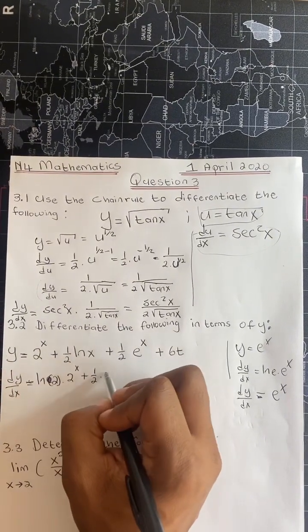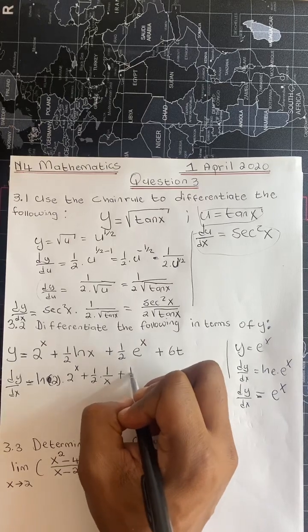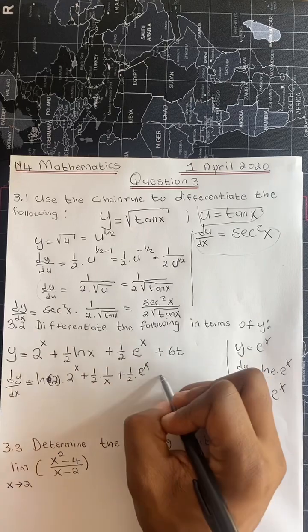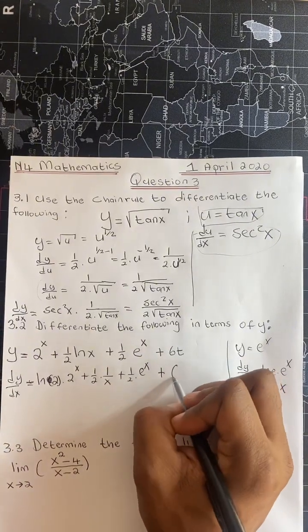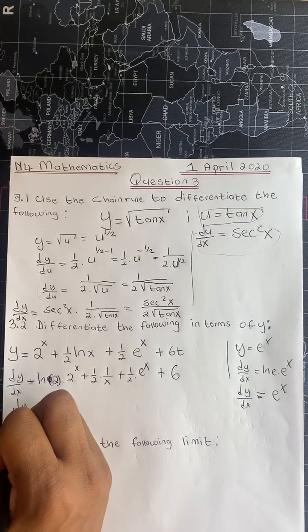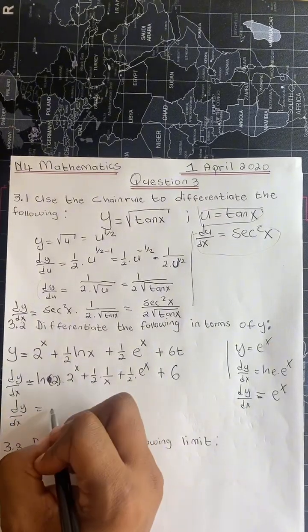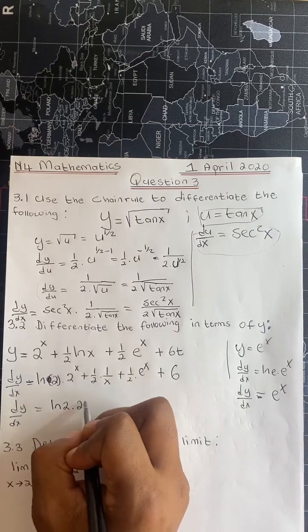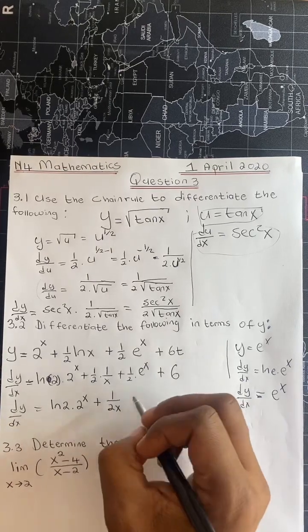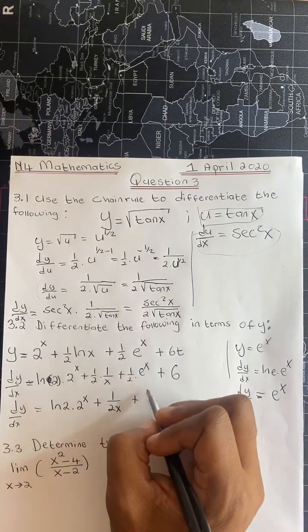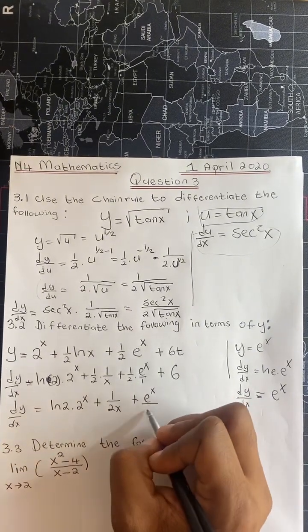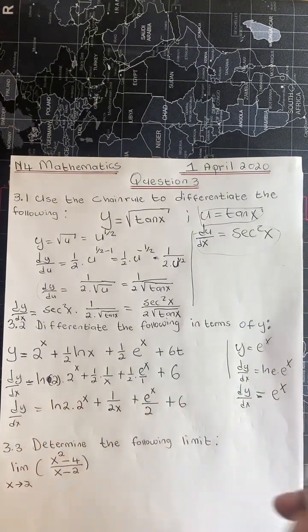Plus 1 over 2, the derivative of ln x is 1 over x, plus 1 over 2 multiplied by ln e, which is equal to 1, multiplied by e to the power x, and the derivative of 6t is equal to 6. So our dy over dx will be equal to ln 2 multiplied by 2 to the power x plus 1 over 2x plus 1 multiplied by that e to the power x will be e to the power x, and 2 multiplied by that 1 will be 2, plus 6.